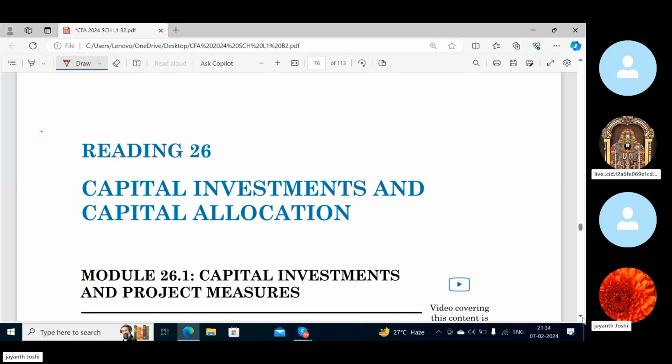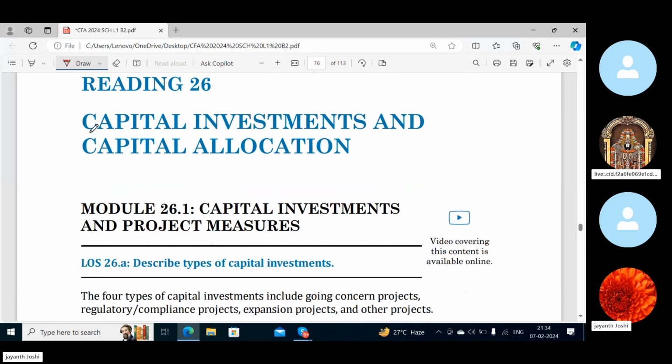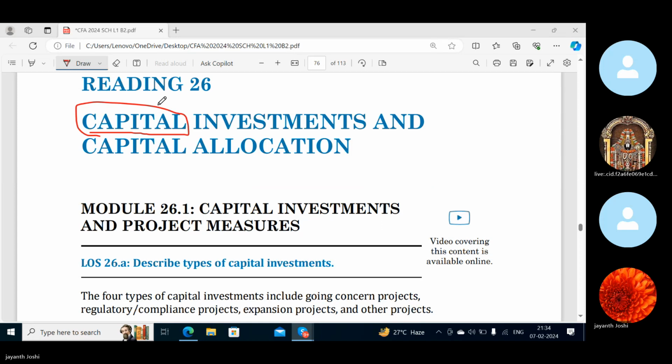Okay. So capital investment is nothing but investing your money to start some project, some business, some activity. Investment is nothing but putting your monetary resources into some activity from which you want to earn profits. That is what investment is.